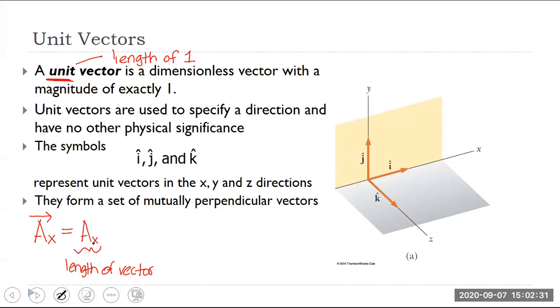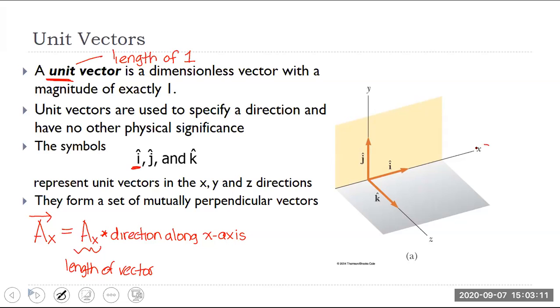So this is the length of the vector. And then I could multiply this by some direction, so I'm going to multiply this by a direction along the x-axis. And as long as that direction along the x-axis has a length of 1 associated with it, then it's simply specifying direction. And so these unit vectors are vectors that have a length of 1 that point along each of the respective axes.